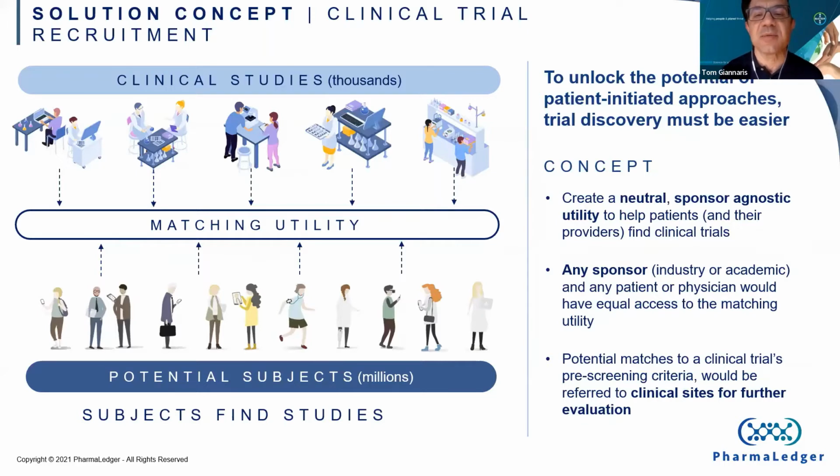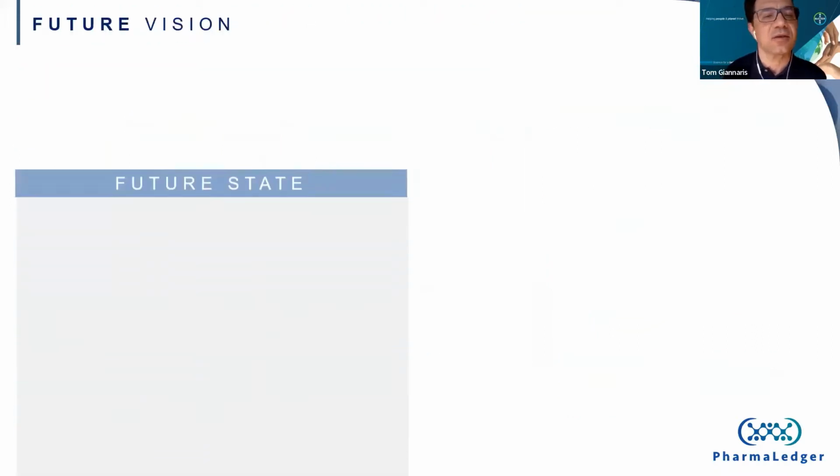As we've said many times, we believe that a neutral sponsor-agnostic utility to help patients and their providers find clinical trials to match their needs would simplify trial discovery. Any sponsor and any patient would have equal access to the utility, and the identification of potential matches based on inputted pre-screening criteria would then be referred to clinical sites for further evaluation. Let's move to the next slide to highlight the user experience.